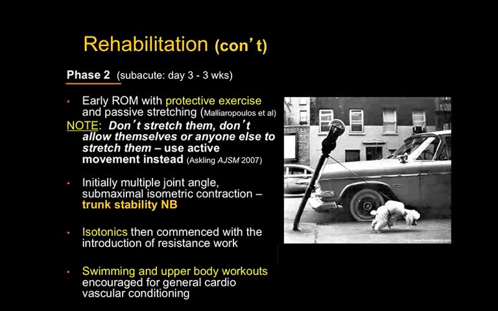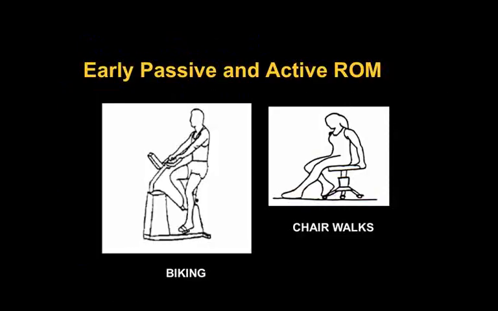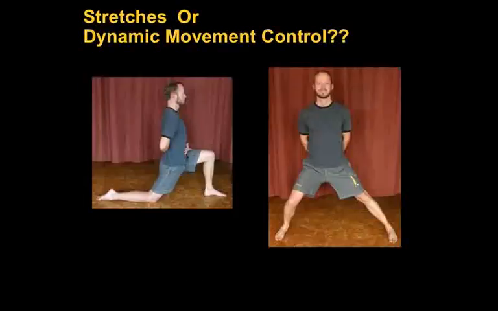Isotonics, and then commence on with introduction of resisted work. And swimming and upper body workouts to encourage general cardiovascular conditioning is important. Looking at early passive and active range of motion, and this is more what Aisling is suggesting be done, rather than somebody passively stretching them, but do it with active movement. And really then, is it stretching or is it dynamic movement control? If you move in and out of these positions as opposed to statically holding them.